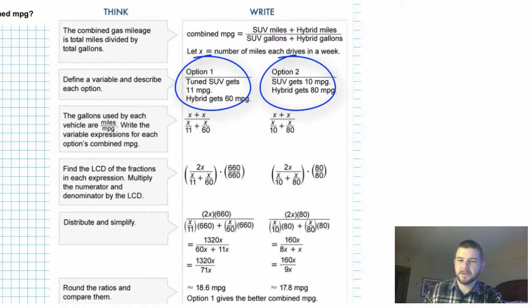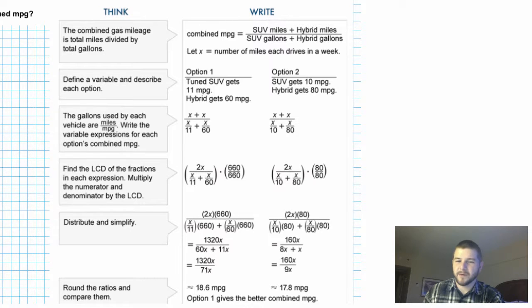The tuned SUV gets 11 miles per gallon. The hybrid gets 60 miles per gallon. Option 2, the SUV gets 10 miles per gallon and the hybrid gets 80 miles per gallon. The gallons used by each vehicle are miles over miles per gallon. Note that's just another way to write this. Write the variable expressions for each option's combined miles per gallon. And so we're really just translating each of these options that we've written in words above into complex fractions.